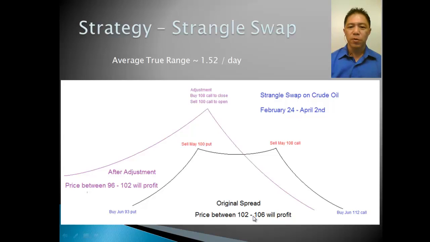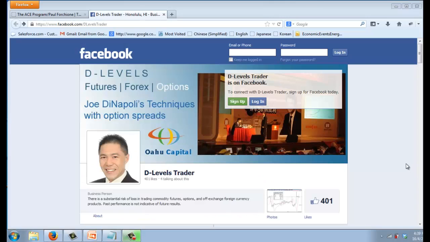Now, if price were to fall below 102, what we were going to do is an adjustment, in which case it would create this purple formation, and mainly what that would accomplish is we would then adjust our profit objective to be somewhere between the underlying price of 96 to 102. Okay, so as you can see, we're starting off looking to profit between a range of prices, and if price were to drop on the underlying below the lower limit over here, we would do what's called an adjustment and create a new area to profit from. Now, before I go back into the technical aspect, let's take a look really quickly.